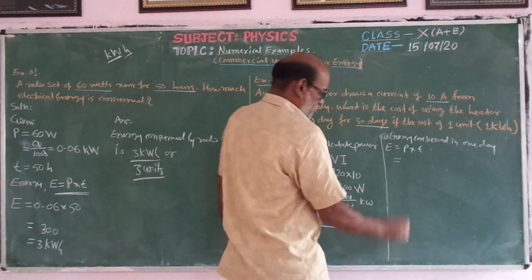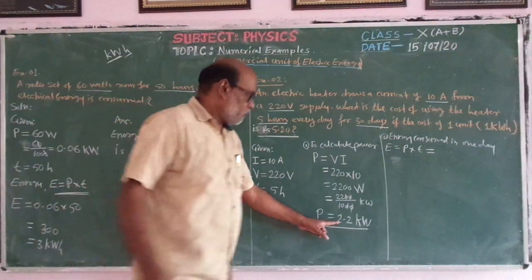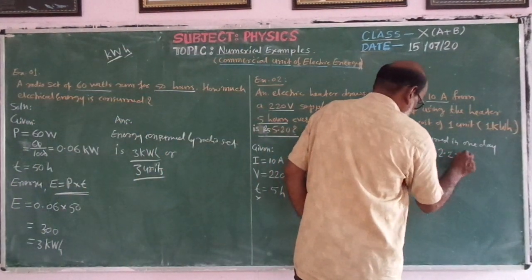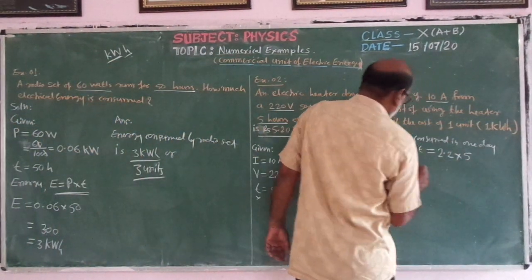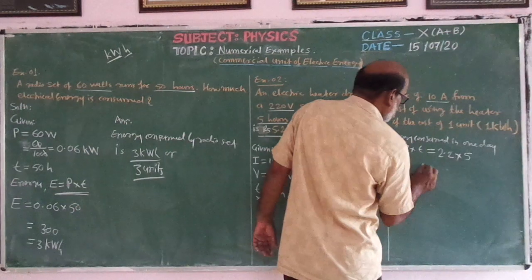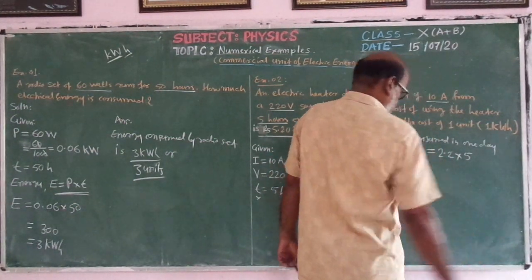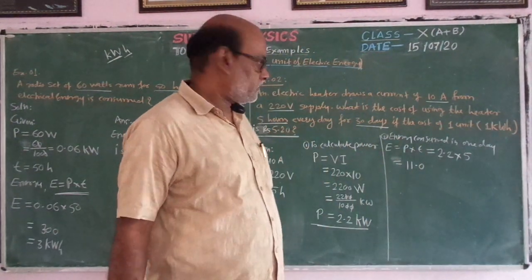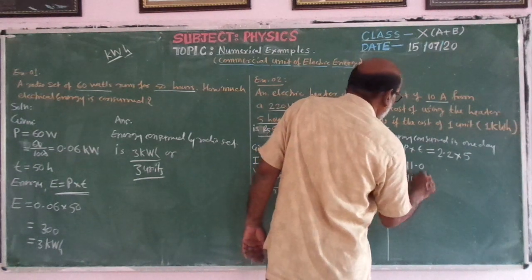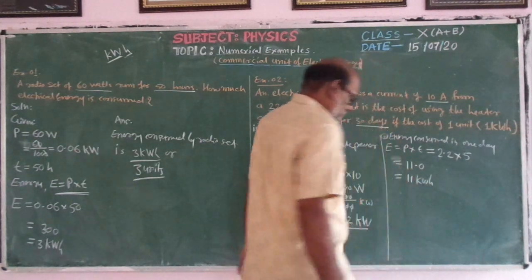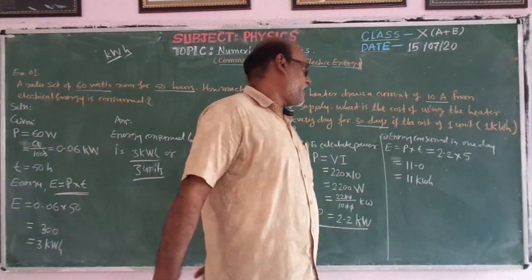Put the values. How much power will we take? 2.2. It is 2.2 into T. And how much do we have to take for T? 5. Solve it, how much is it? 5 times 2.2, is it not? Now this is 11 what? kWh. That is the units. Now this is the energy consumed in 1 day.